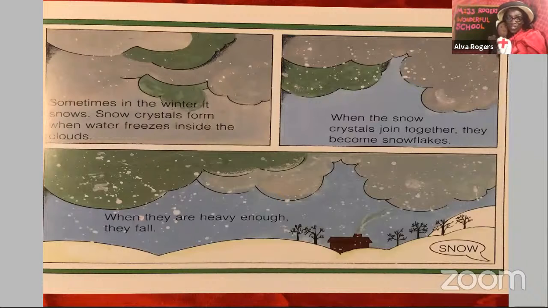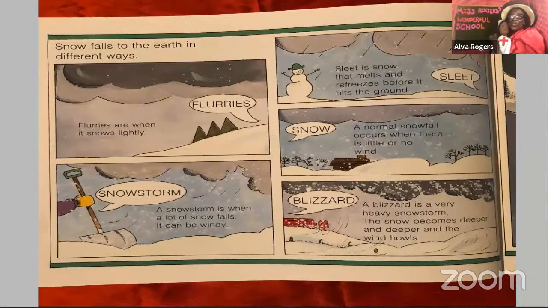Sometimes in the winter, it snows. Snow crystals form when water freezes inside the clouds. When the snow crystals join together, they become snowflakes. When they are heavy enough, they form snow. Snow falls to the earth in different ways.